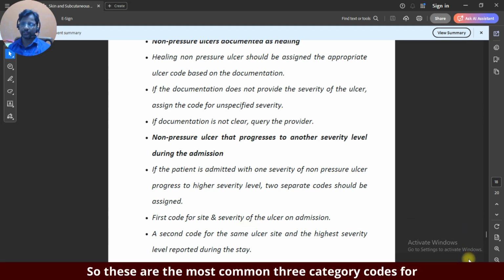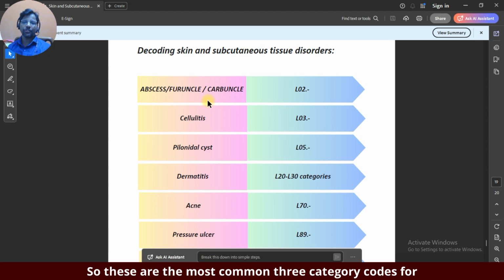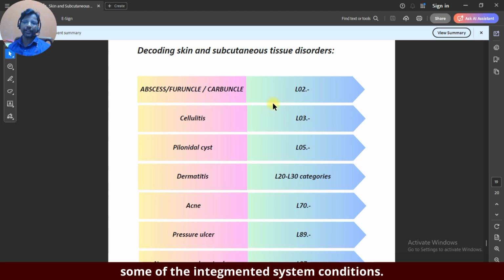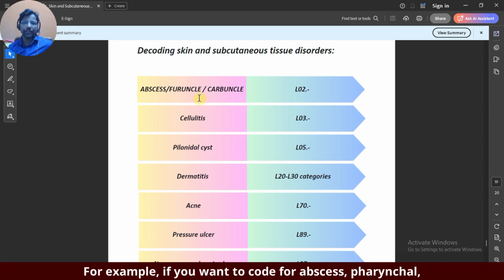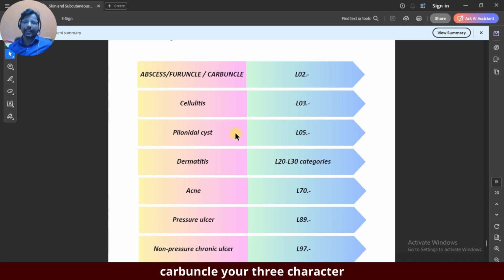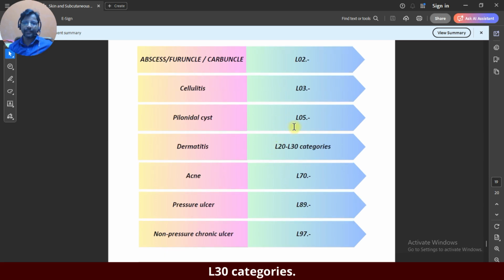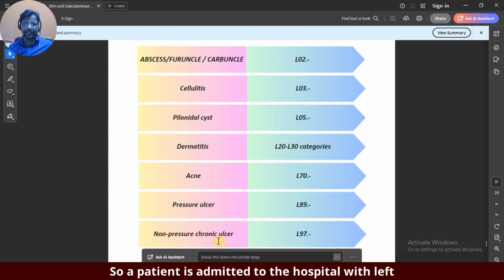Okay. So these are the most common three-character category codes for some of the integumentary system conditions. For example, if you want to code for abscess, furuncle, carbuncle, your three-character category is L02, cellulitis L03, pilonidal cyst L05, dermatitis L22, L30 categories, acne L70, pressure ulcer L89, non-pressure chronic ulcer L97.